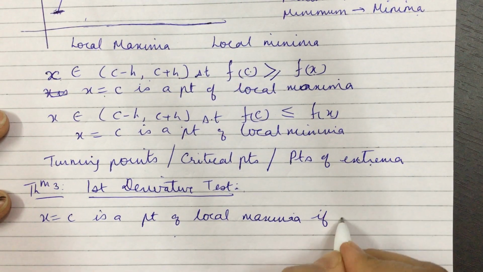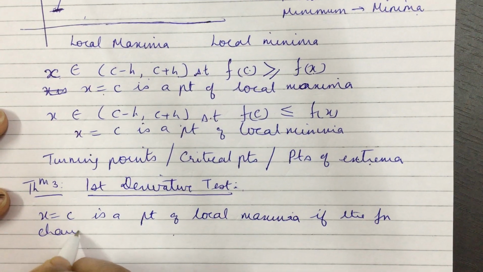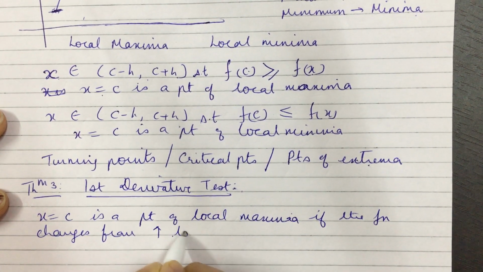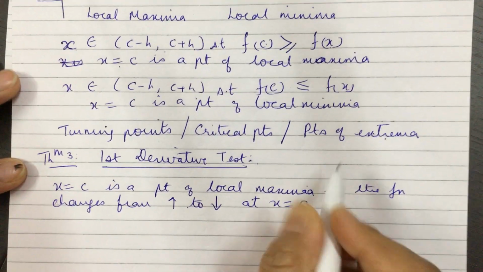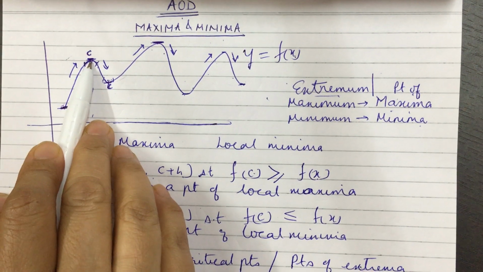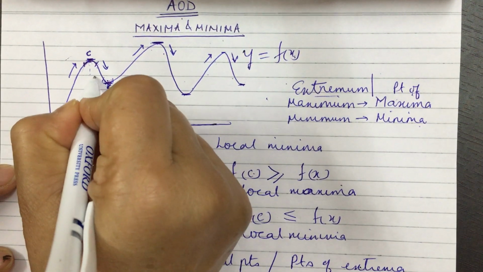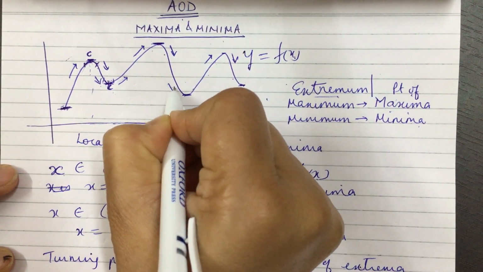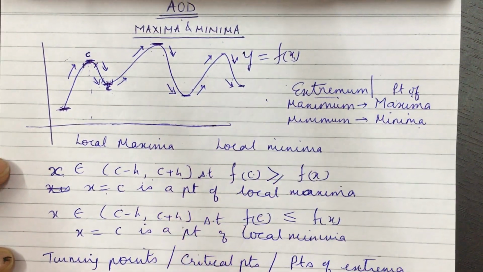if the function changes from increasing to decreasing at x equal to c, which you can see from this figure. Whereas at the point of minima, the function is changing its direction from decreasing to increasing. Here also from decreasing to increasing, and here also it is decreasing.